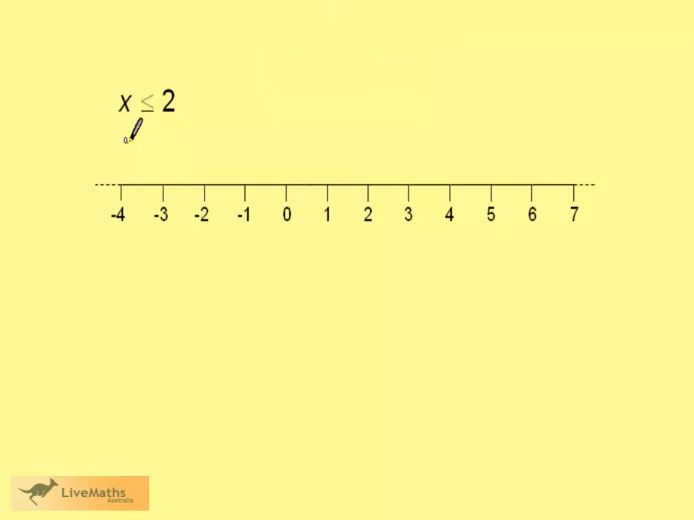This statement reads, x is less than or equal to 2. Less than or equal to. Note the difference in the symbol. We can represent this on a number line.